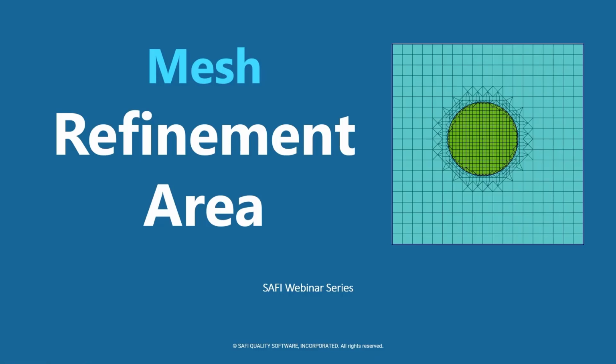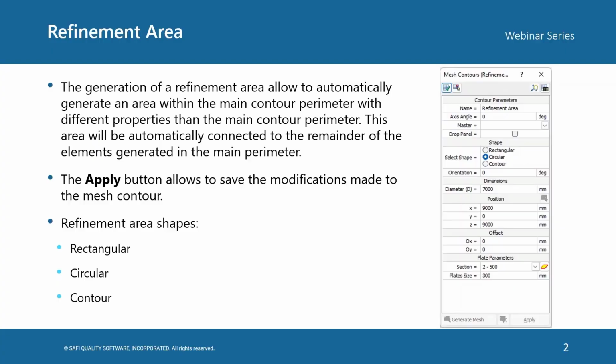In this video, we are going to have an overview of how to create a refinement area in a mesh contour. The generation of a refinement area allows to automatically generate an area within the main contour perimeter with different properties than the main contour parameter. This area will be automatically connected to the remainder of the elements generated in the main perimeter.